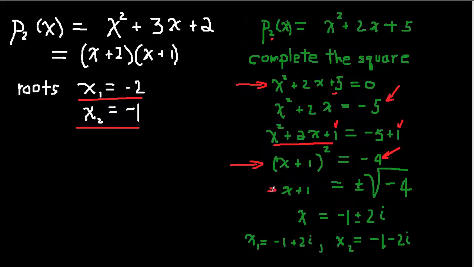Okay, so I have x plus 1 equal to plus or minus the square root of negative 4. I subtract 1 from both sides of the equation, and it gives me the value for x. X is equal to negative 1 plus or minus, and the square root of negative 4 is 2i, plus or minus 2i here. So this is a complex number. It's negative 1 plus 2i, or negative 1 minus 2i. So the two roots for this polynomial right here are x1 equal to negative 1 plus 2i, and x2 equal to negative 1 minus 2i.